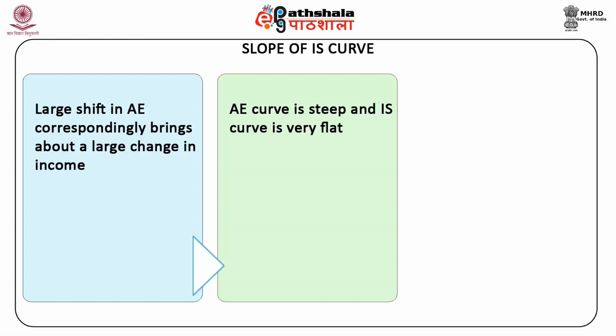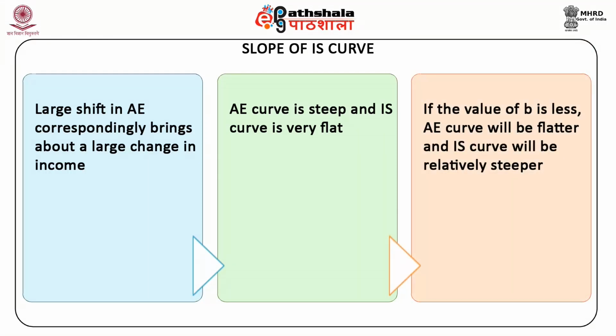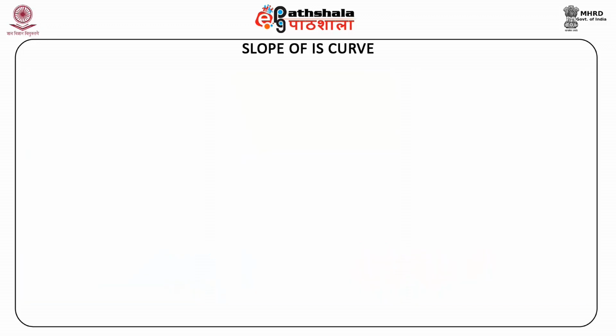This is because a given change in interest rate produces a large change in income. If the value of B is less, that is, less responsiveness of investment to interest rate, the AE curve will be flatter and the IS curve will be relatively steeper. This is because now a large change in interest rate is required in order to influence spending.